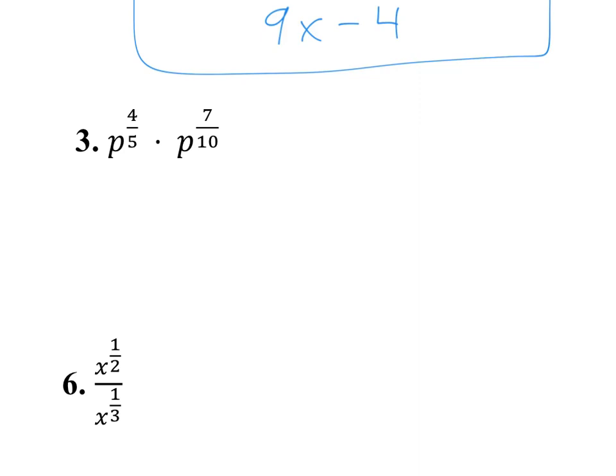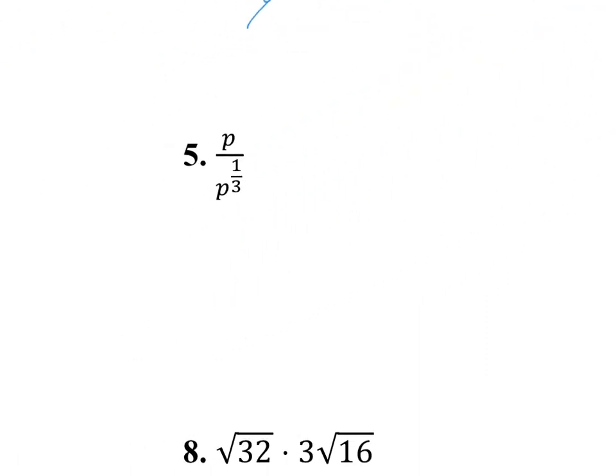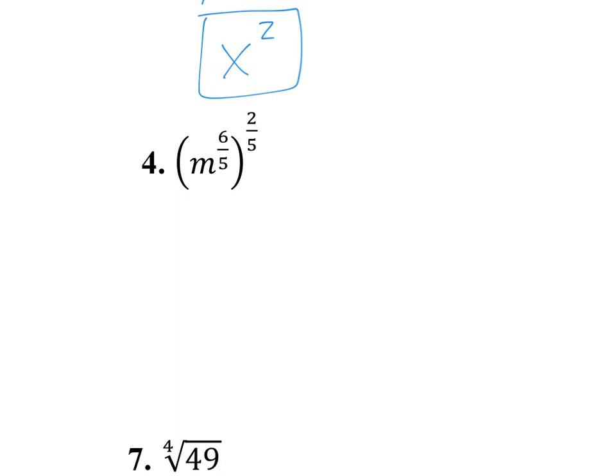Over here, we're going to add the exponents, so we need a common denominator. Our common denominator would be 10. So this is 8 over 10 plus 7 over 10. That's p to the 15 over 10, which is p to the power 3 over 2. All right, we multiply on these. 12 over 25, and that does not simplify.